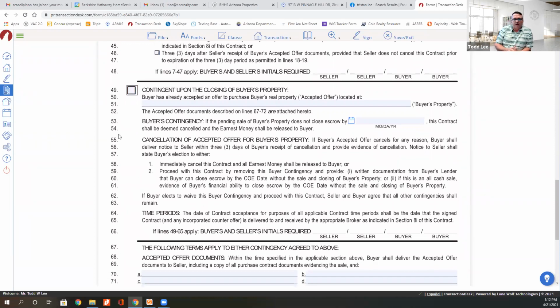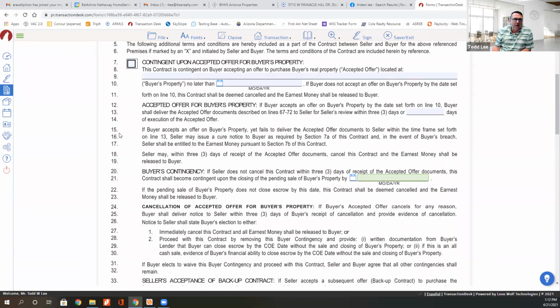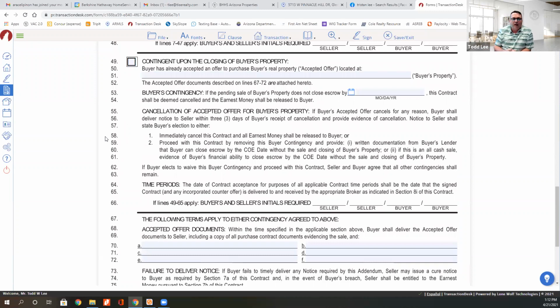Contingent upon the closing of a buyer's property. So the first piece up here was contingent upon the sale of a property. Now you can do a contingent upon the closing. If your buyer already has their house under contract and you're just waiting to close escrow, then this is the option that you would use. The buyer has already accepted an offer, given the address. Buyer's contingency: if the pending sale of the buyer's property does not close escrow by X date, this contract shall be deemed canceled and the earnest money shall be released to the buyer.